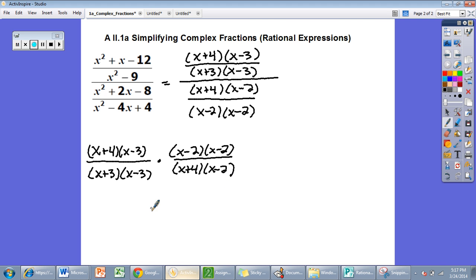Then we cancel out our common factors. So we can go ahead and cancel out the x minus 3 and the x minus 3. We can also cancel out x minus 2, x minus 2. And we can also cancel out this x plus 4 with this x plus 4. So the only thing that we are left with, our final answer, will be x minus 2 over x plus 3. And that will be your final answer, what this whole thing reduces down to.